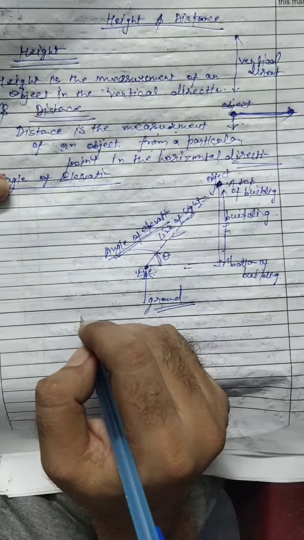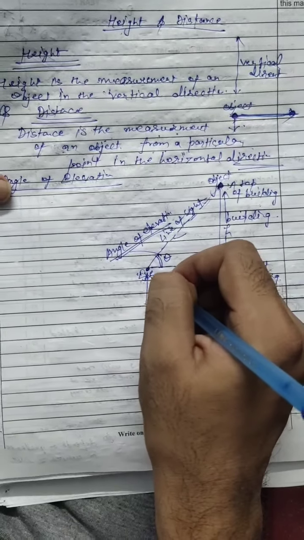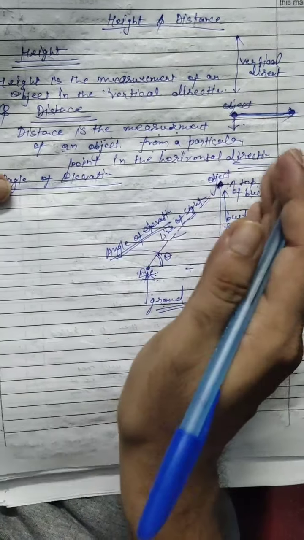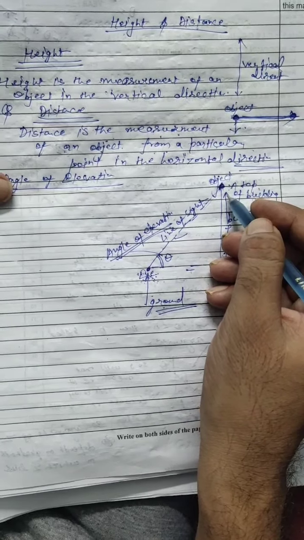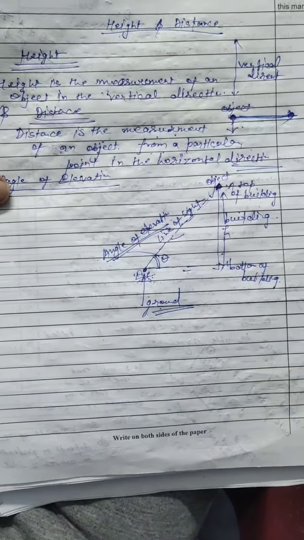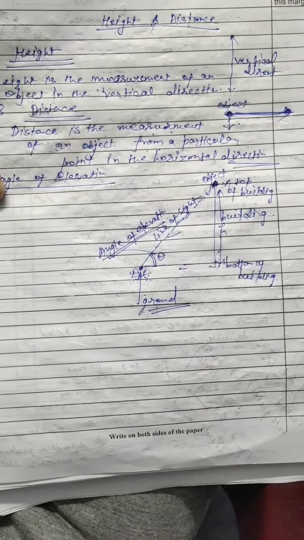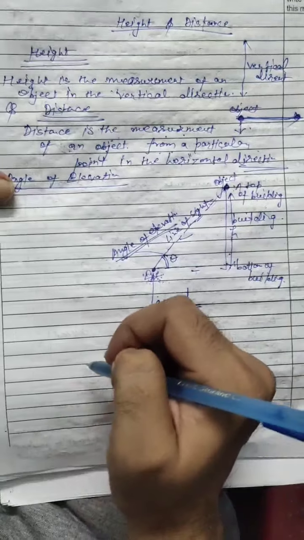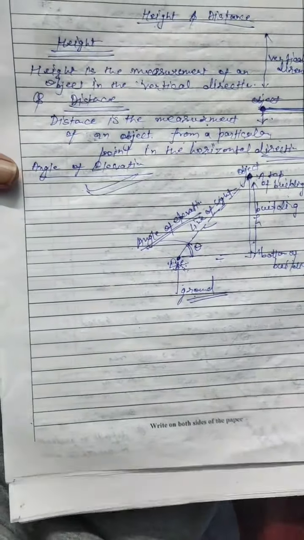Okay, what is important here is where you are standing. You are standing at this point and you are watching an object at a particular height. Okay, here you can see the ground and you are looking at an object which is at some height, or you can say it is on the top of the building. So now students, this is the concept of the angle of elevation.